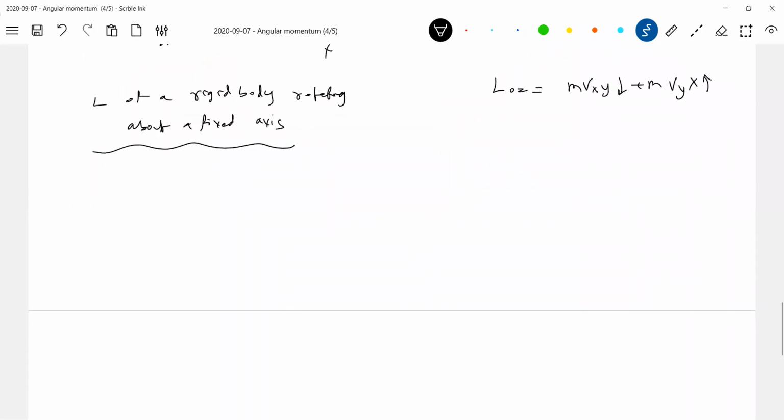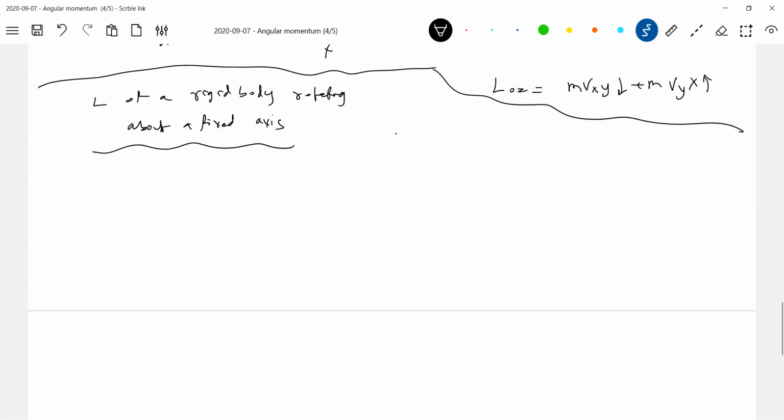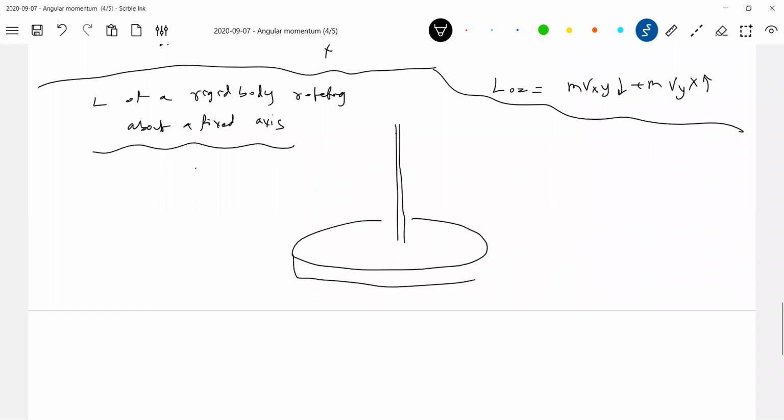What is the angular momentum? So we define. The best example, let me take a circular disc. So let me take a particle at a distance small r.